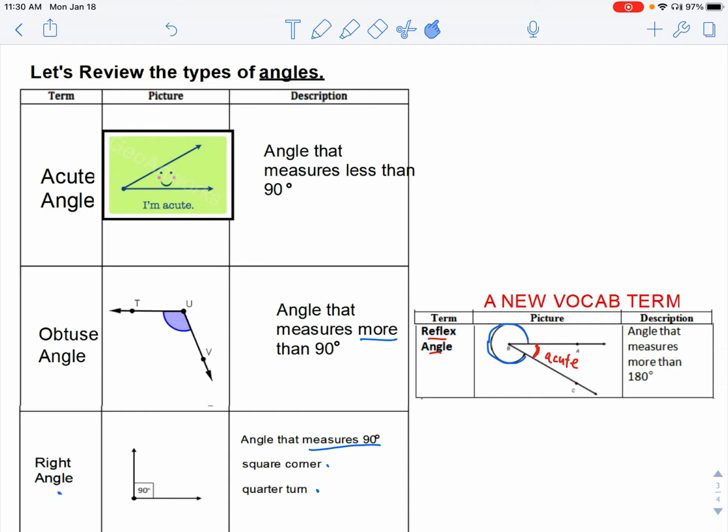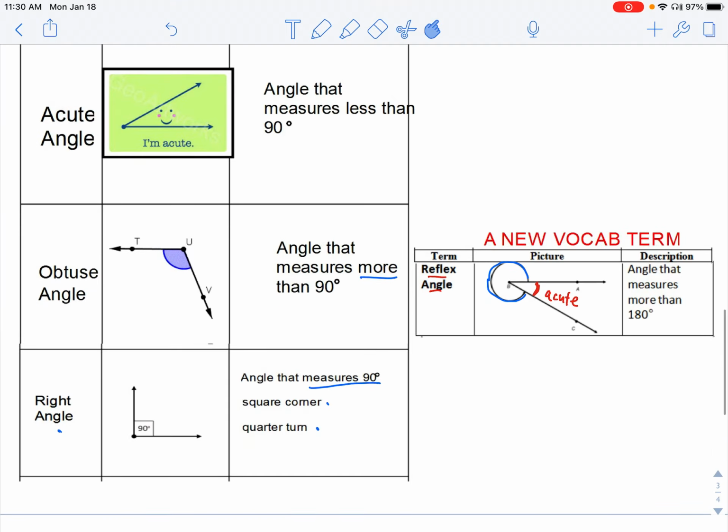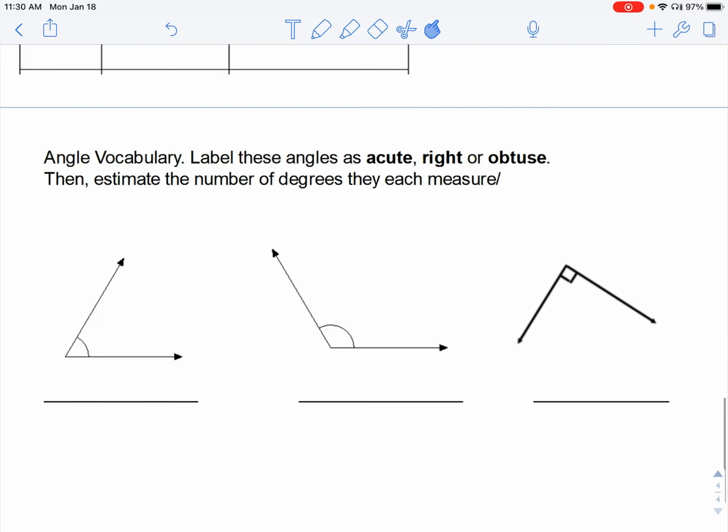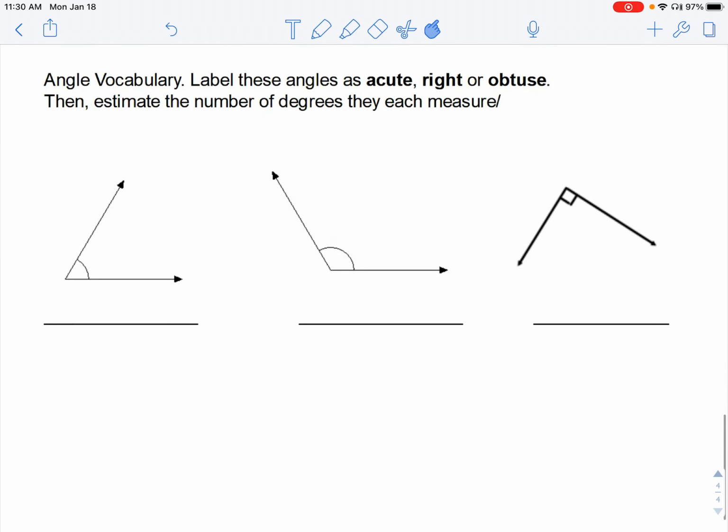You'll use them again today, but we're going to get some practice estimating with our degrees and with our vocab. First, let's do the vocab part. Angle vocabulary: label these angles acute, right, or obtuse, then estimate the number of degrees they each measure. Okay, so let's start with the vocabulary. Go ahead, try that out on your own. Play it back when you're ready to see the answers.